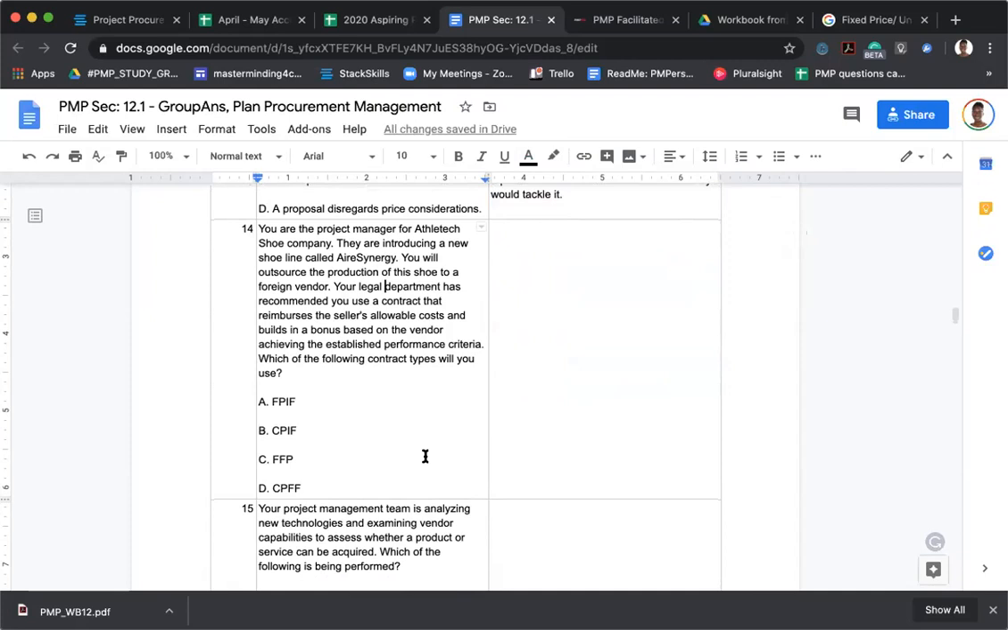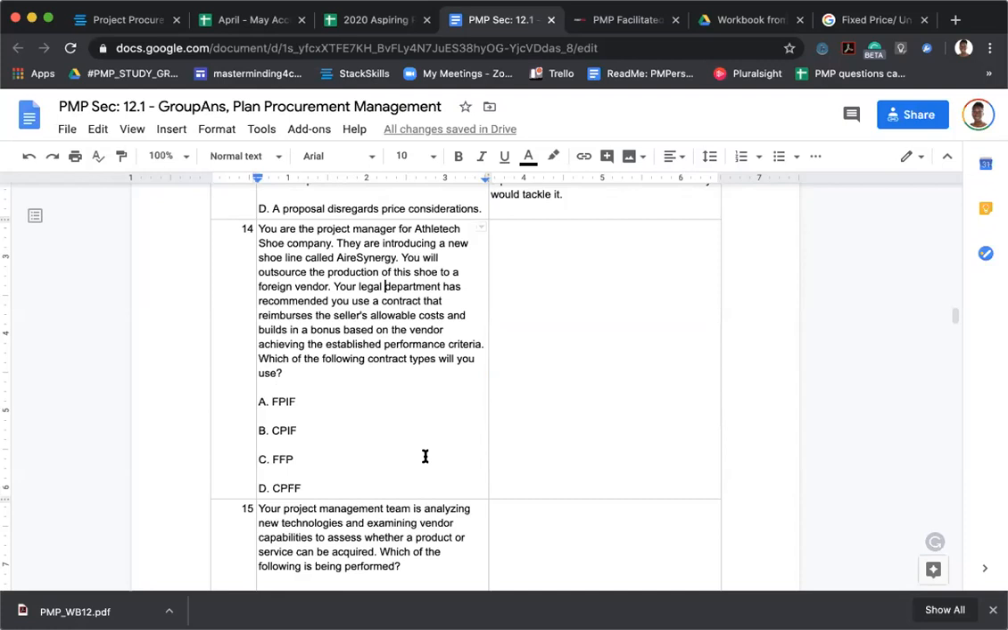You are the project manager for Athatech Shoe Company. They're introducing a new shoe line called Air Synergy. You will outsource the production of this shoe to a foreign vendor, Nike. Your legal department has recommended you use a contract that reimburses the seller's allowable costs and builds in a bonus based on the vendor achieving the established performance criteria. Which of the following contract types will you use? FPIF, CPIF, FFP, CPFF.